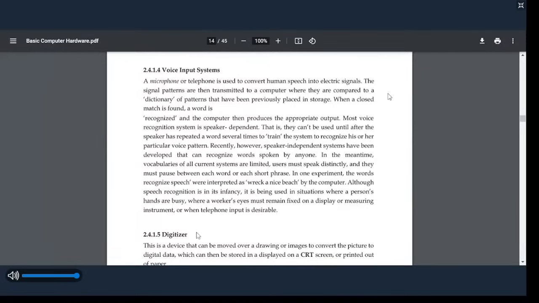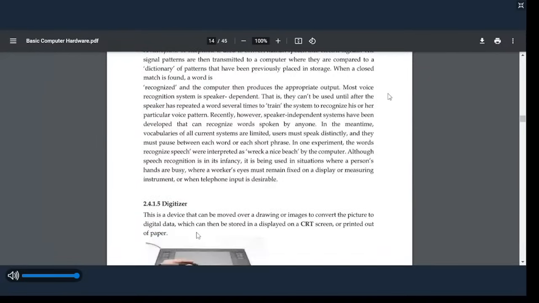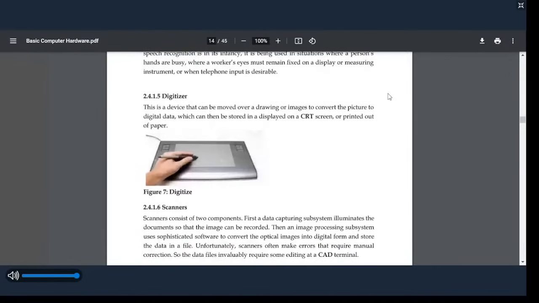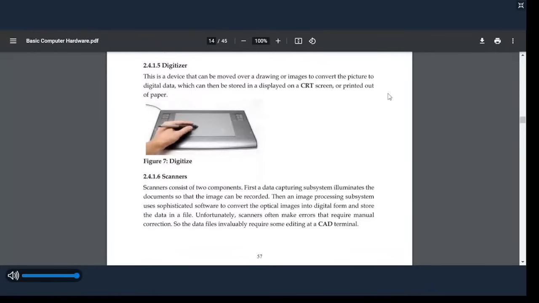Then we have what we call a digitizer. These are devices that can be moved over a drawing or images to convert the picture to digital data, which can be stored and displayed on a CRT, a cathode ray tube screen, or printed out. This is what a digitizer is. Mostly they are used in the lands ministry. They are very good for that.